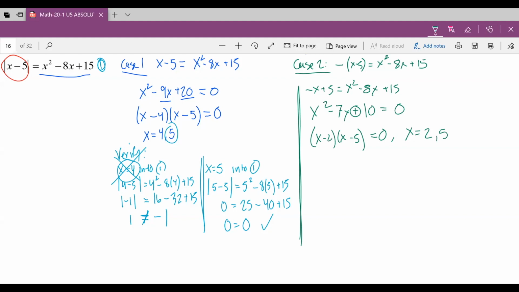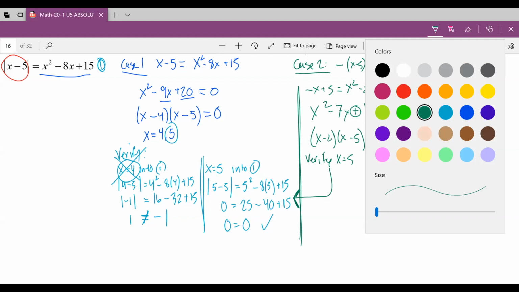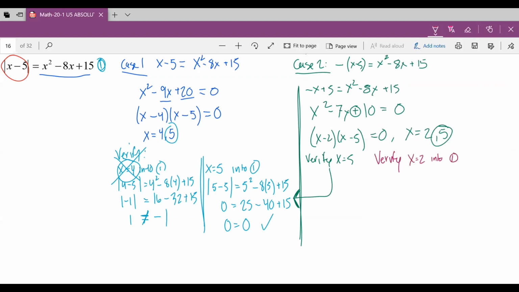Cool. Well, the good news here is that we have already done part of our work. We have already tested 5 right here. See? So if I want to verify x equals 5, I've done that already. There it is. All right. So all I really need to do now is verify x equals 2. Substituting x equals 2 back into the original equation, which you'll recall is over there, we get the absolute value of 2 minus 5 equals 2 squared minus 8 times 2 plus 15.